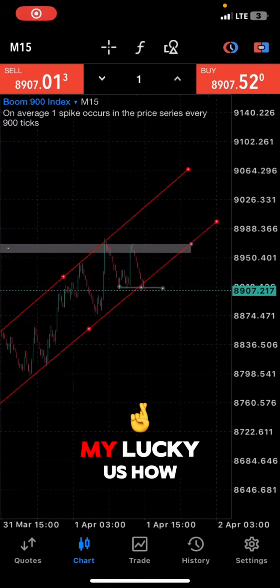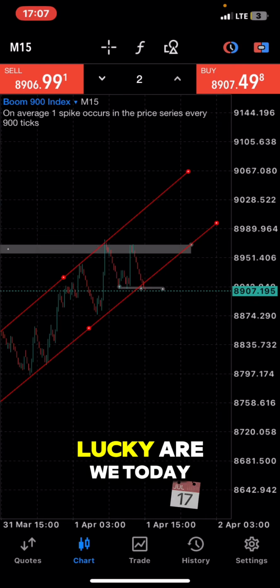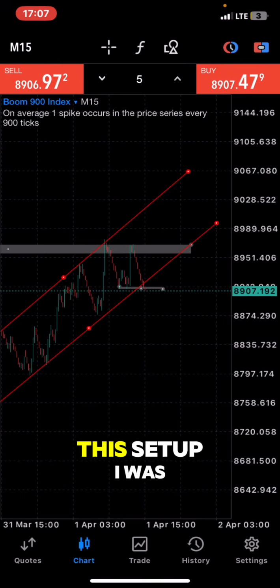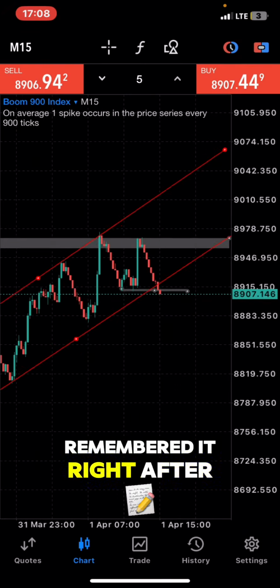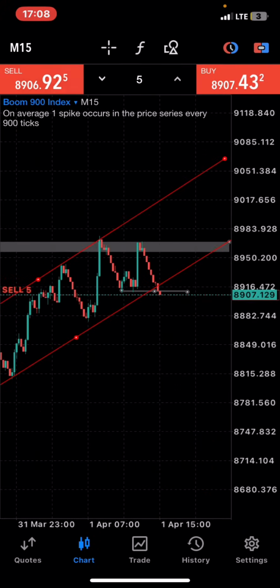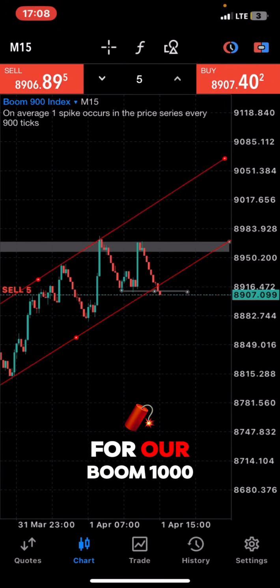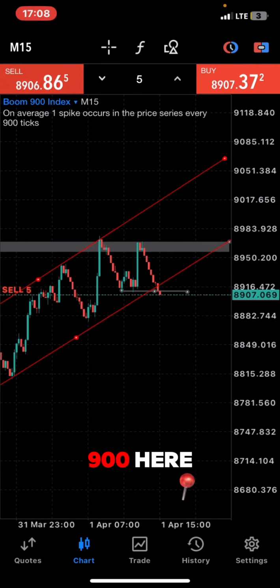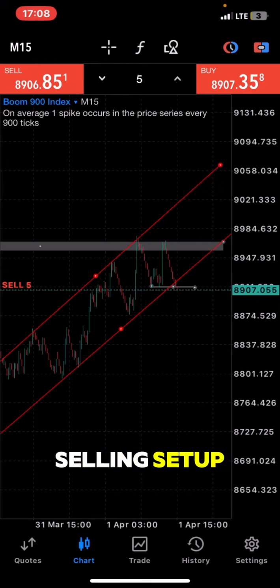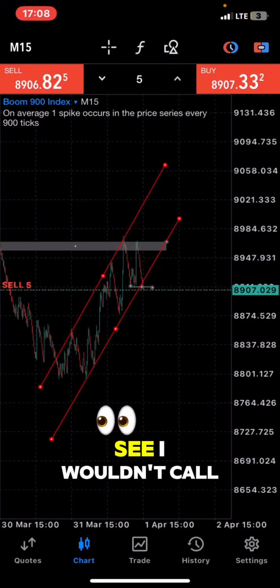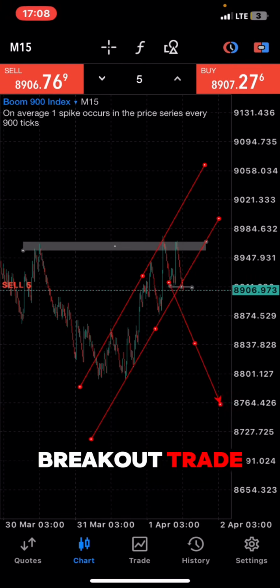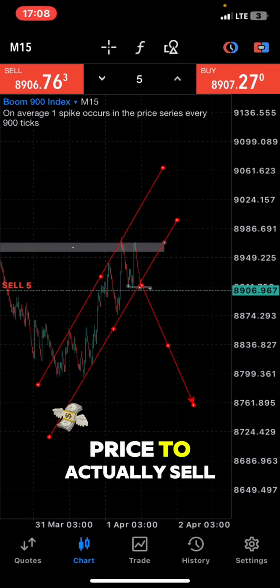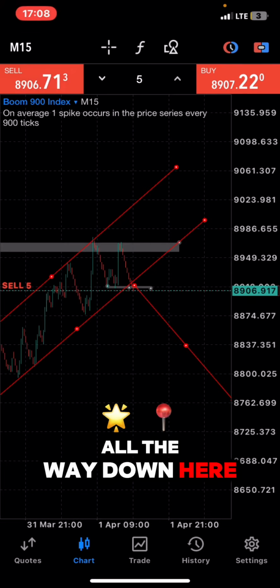Lucky us. How lucky are we today? This setup, I was waiting for this setup, and I actually just remembered it right after I just took a recording for our Boom 1000 setup. We have Boom 900 here. We have a nice selling setup, as you guys can see. I wouldn't call this a flag per se, but this is a breakout trade. So we are expecting price to actually sell all the way down here.